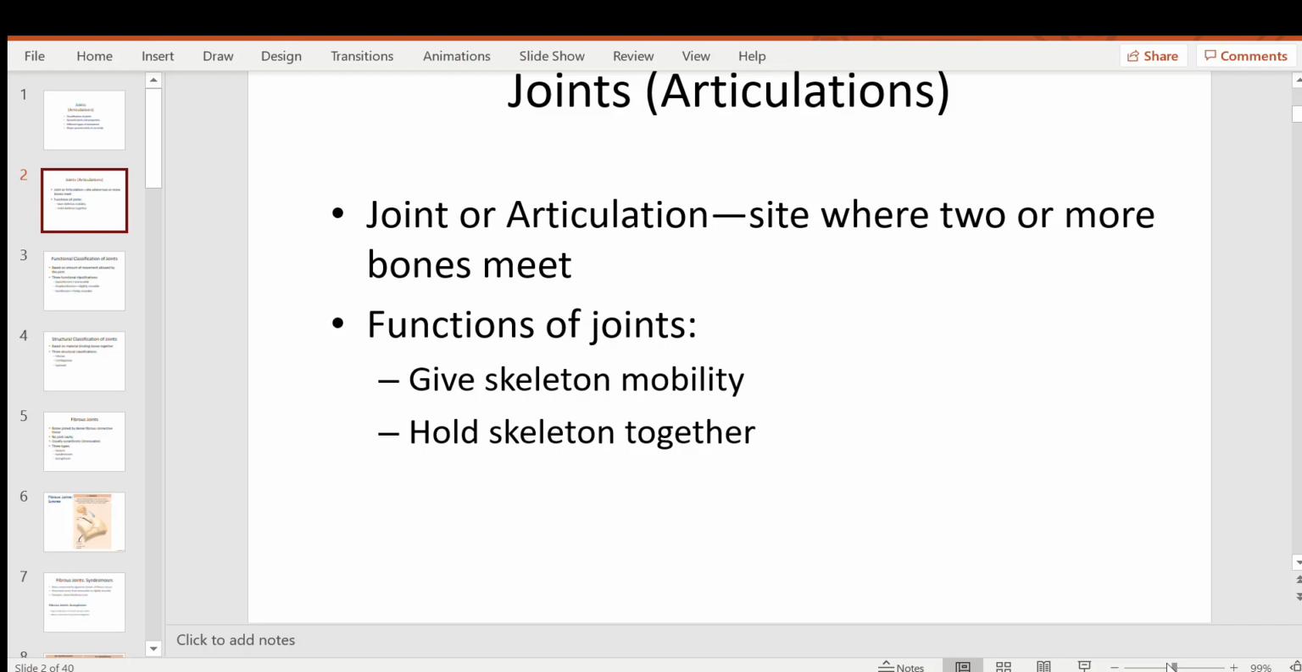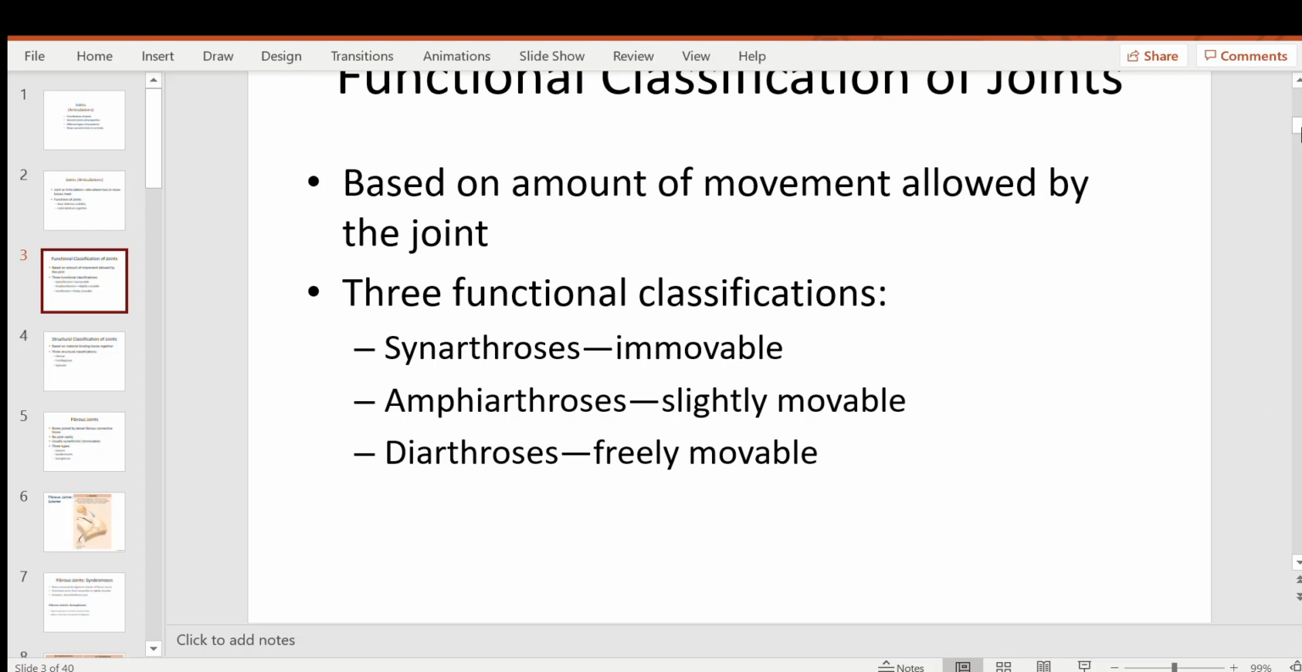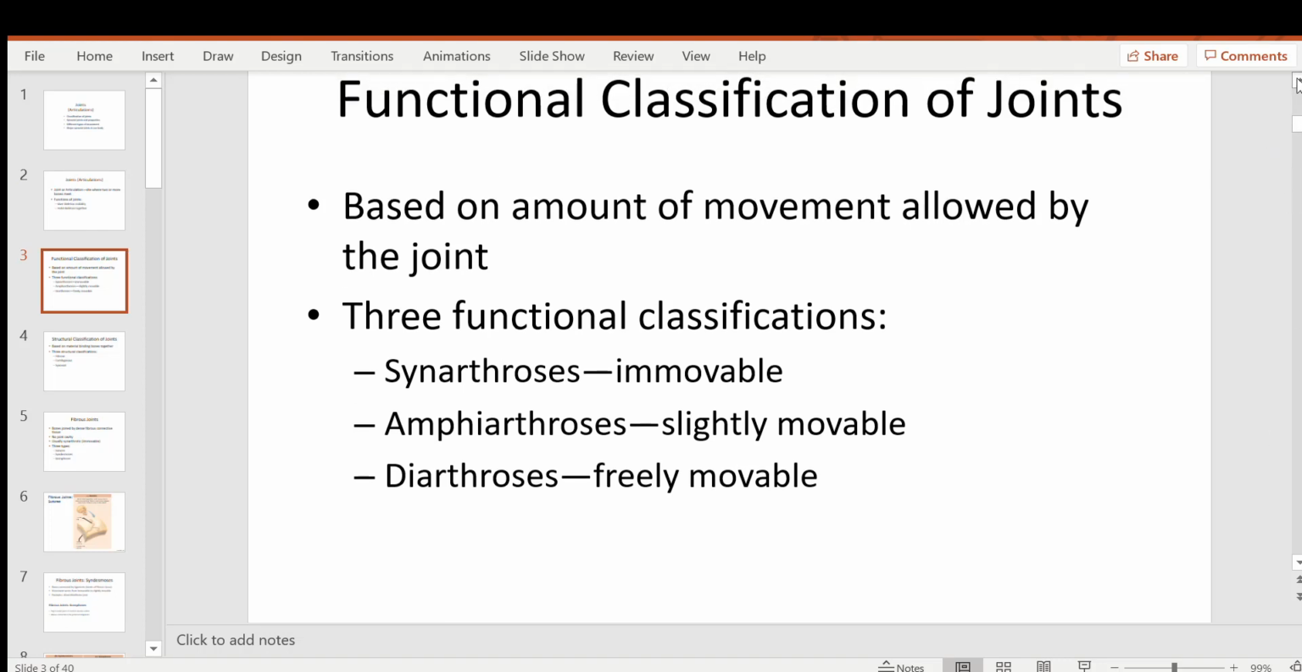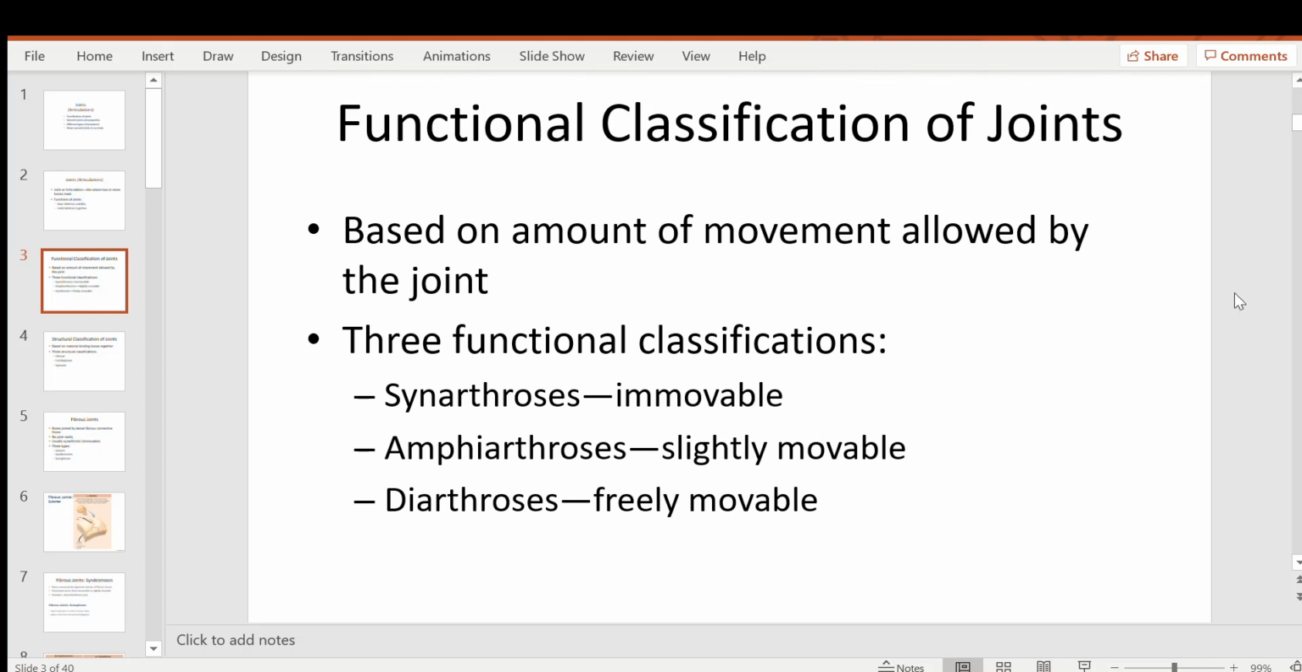And joints are the locations where we move our bones or body parts. So joints are for the movement of the bones or body parts. Okay. And joints hold the bones together in the skeleton. First, we'll see how we classify the joints of the body. We can classify the joints in two different ways.